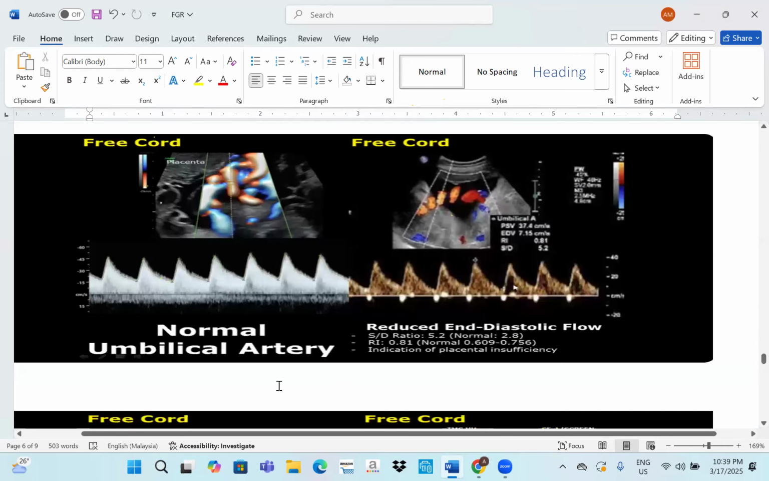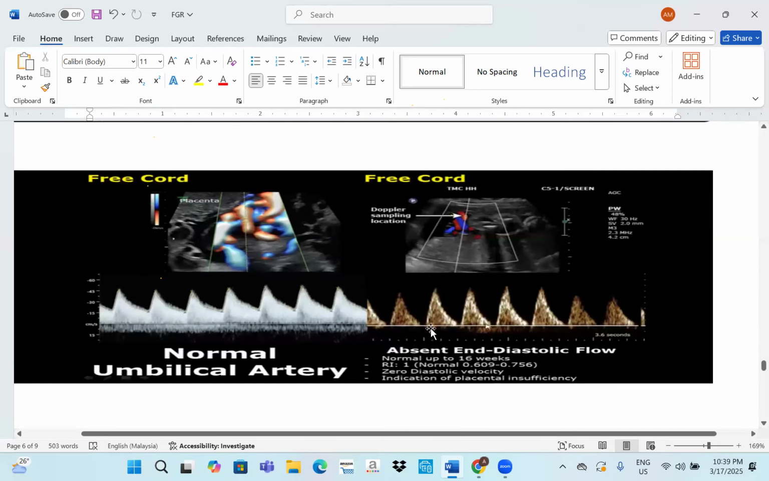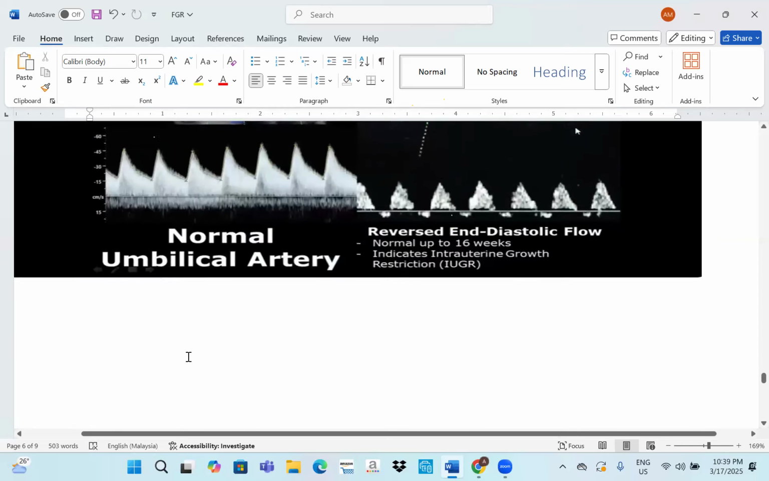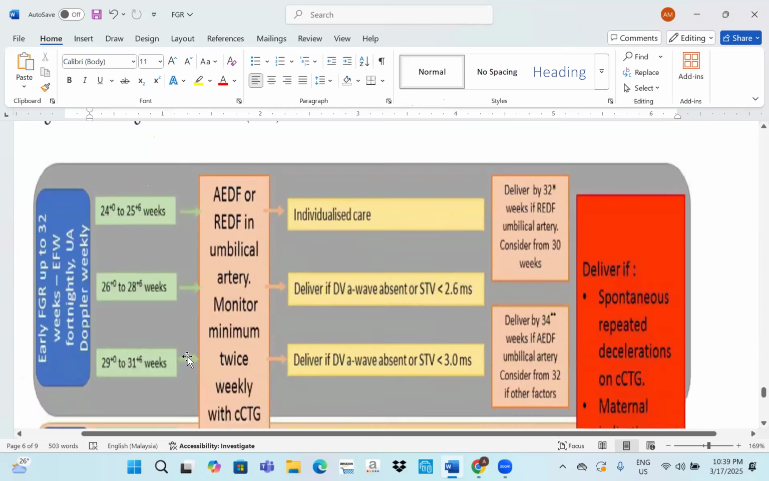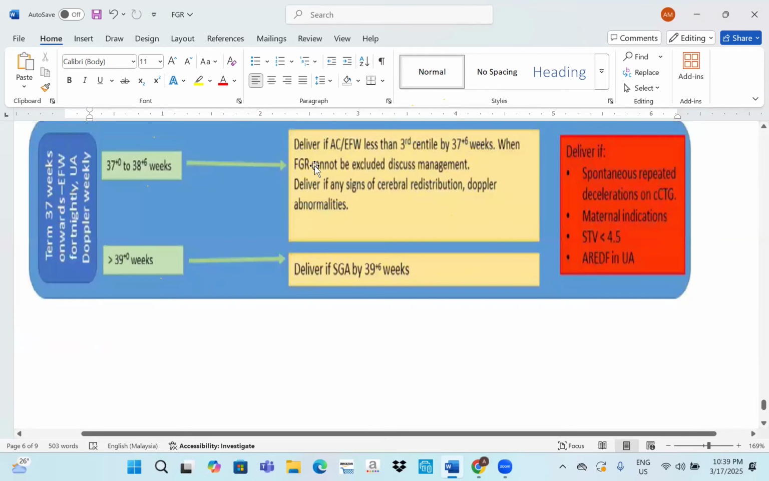Already you know about the normal umbilical artery Doppler. This is the reduced end diastolic flow here. This is the umbilical artery. You put the cursor on the red one. This is the absent end diastolic flow. This is the reverse end diastolic flow. This one we already discussed. So that's all about the FGR. Any question?